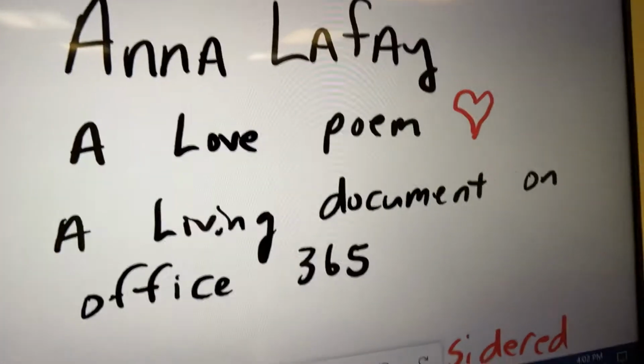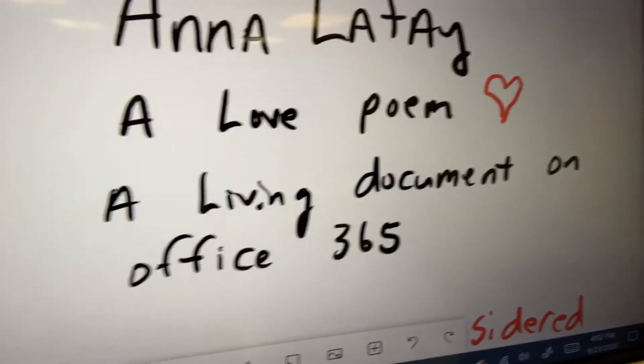Now, I know what you're thinking. You're thinking, Coach, he's got to come up with something for this. Why in the world is he reading a love poem to us about civics? But let's talk about it just a second. Look at what I told you. This poem has been typed on Office 365. It's a living document. I printed it out a while ago.